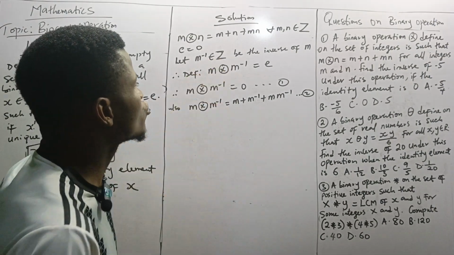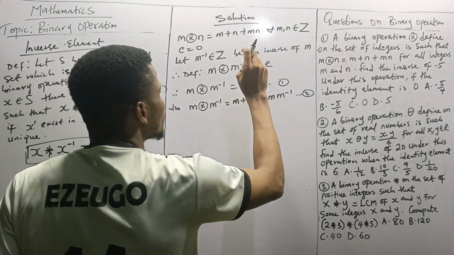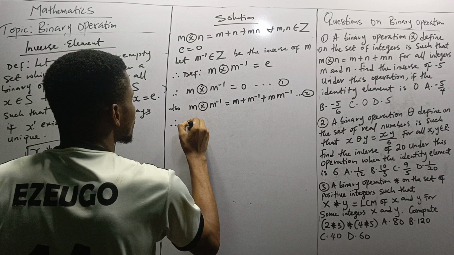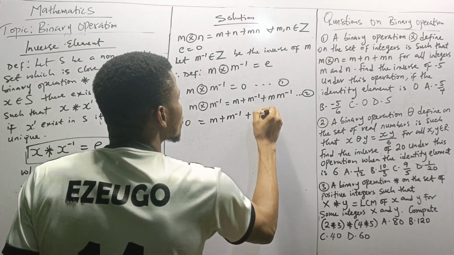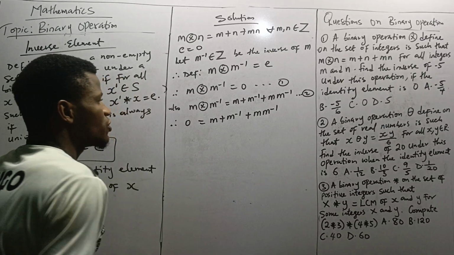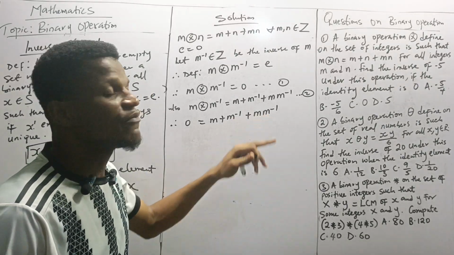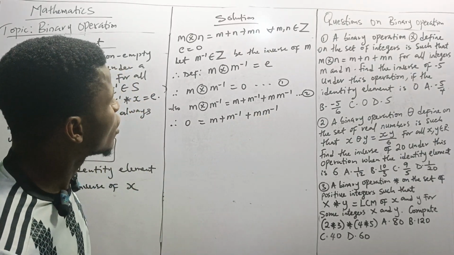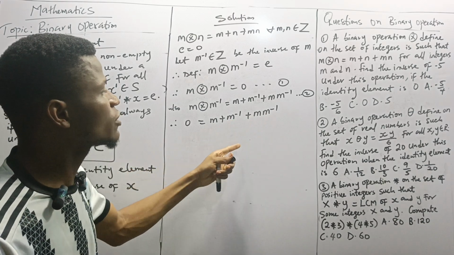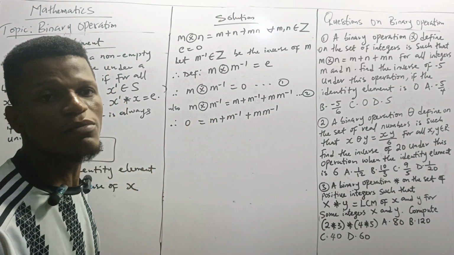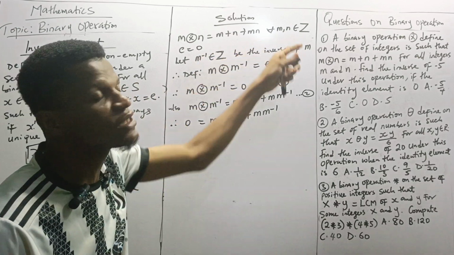So can we compare the two? Comparing equation 1 and 2, this is equal to this. Therefore 0 is equal to M plus M inverse, then plus M inverse. All right, remember we are making M inverse the subject of the formula because that's what we are looking for. We're looking for the inverse of any element. Remember, M is any integer or any element in Z.